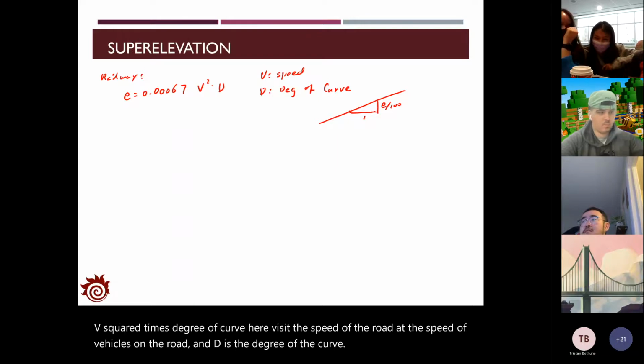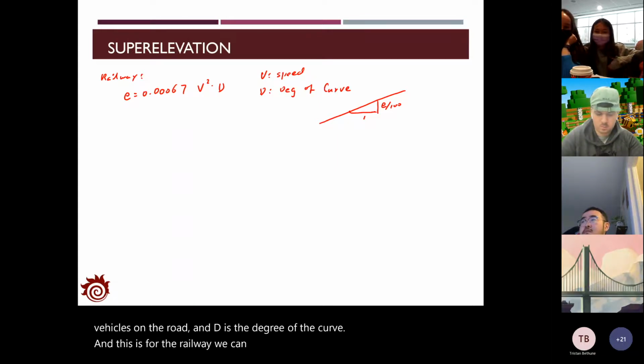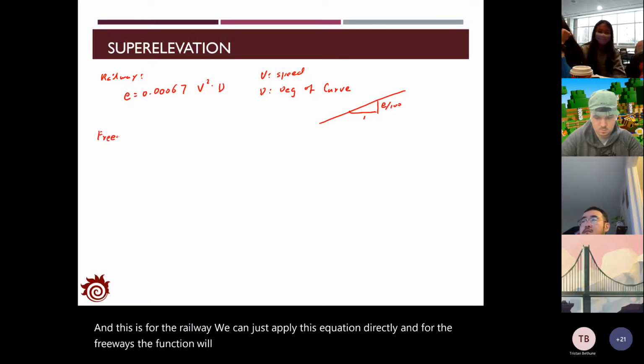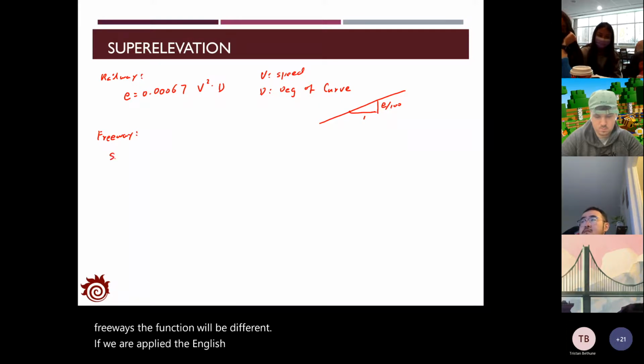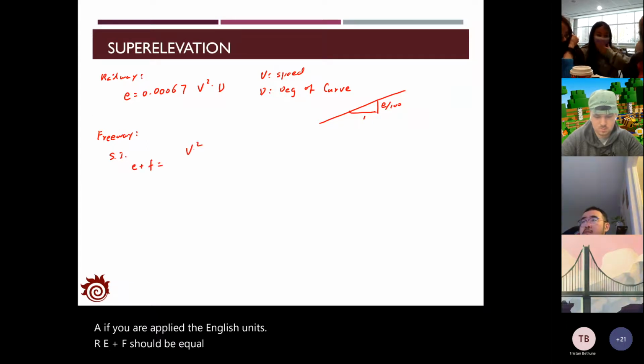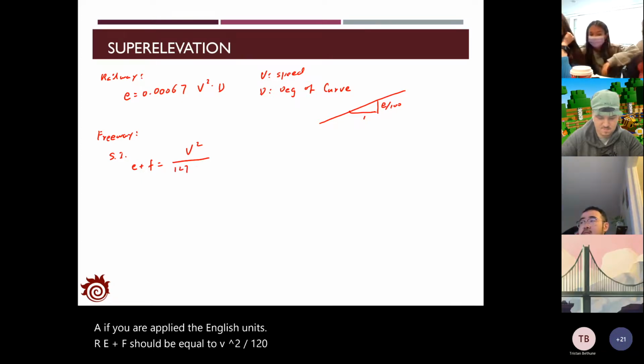And this is for the railway. We can just apply this equation directly. And for the freeways, the function will be different. If we apply the English units, E plus F should be equal to V squared divided by 127 times R squared.